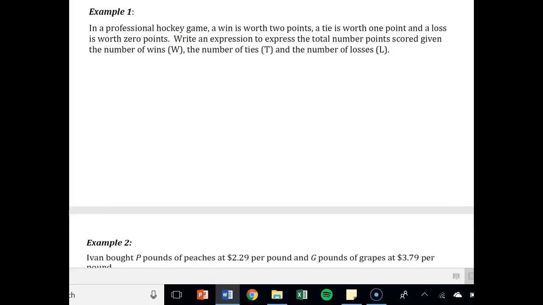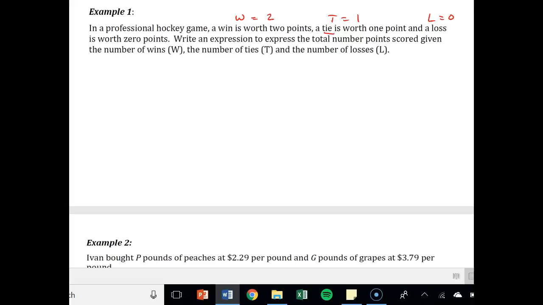Right. So now some other real world stuff. In a professional hockey game, a win is worth 2 points. So you can say W is equal to 2 points. A tie, or T, is equal to 1 point. And a loss is equal to 0 points, right? So write an expression to express the total number of points scored given the number of wins, number of ties, and the number of losses.